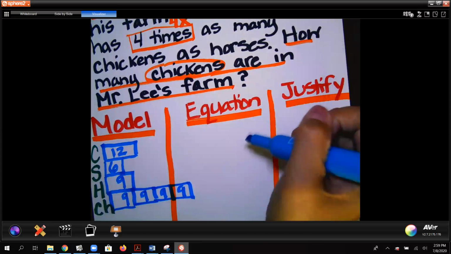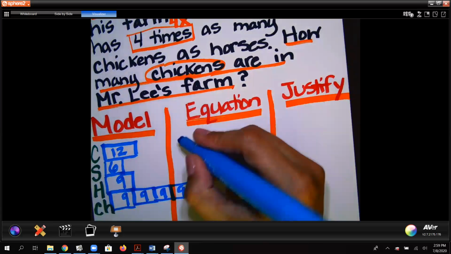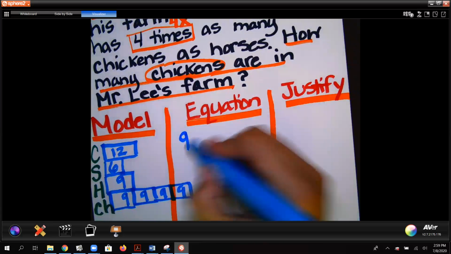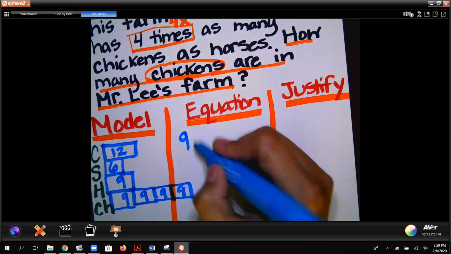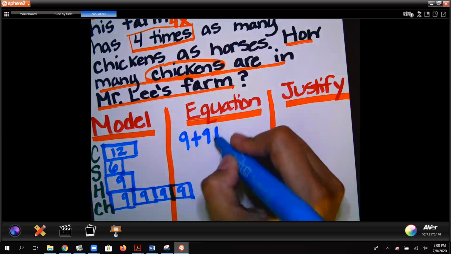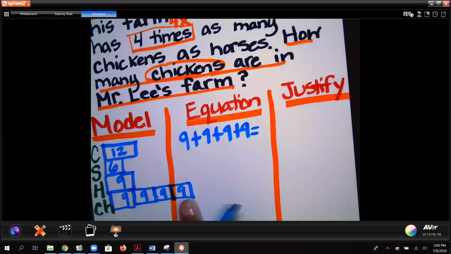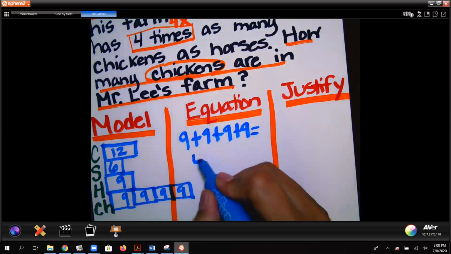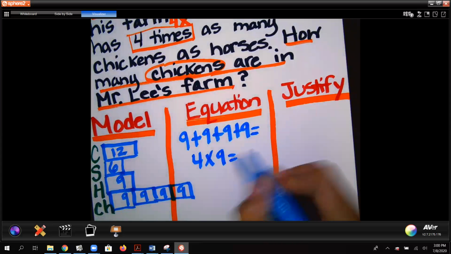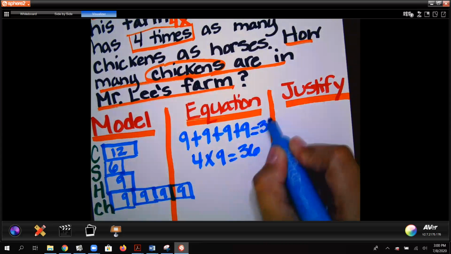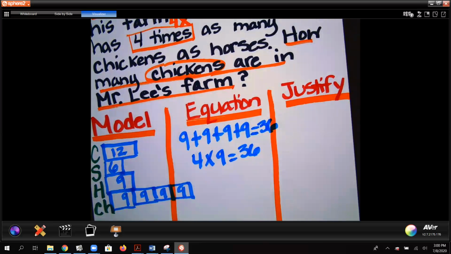Okay, my equation, I'm just going to write that out. There's a couple ways you can do this. You can use repeated addition. Remember, that's one of the models that we just looked at. 9 plus 9 plus 9 plus 9. Or you can do 4 groups of 9, which is 4 times 9. And that equals 36, whichever way you do that. So he should have 36 chickens on his farm. That's 4 times as much as the horses.